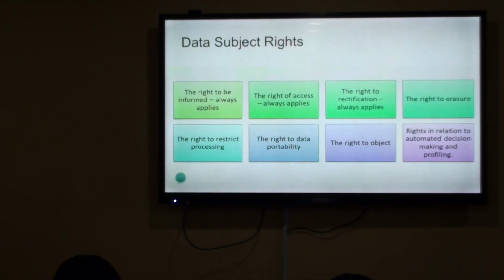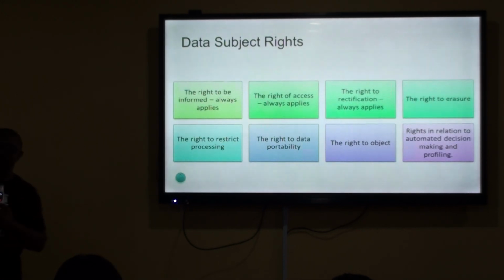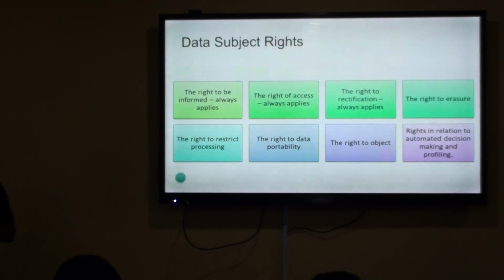And then I don't want to go. The reason why I was talking about informed consent not being the right lawful basis for processing earlier is that your data subjects, your participants, your patients, they have rights, right? They have the right to be informed. They have the right to access the data. They have the right to rectification. They have the right to erasure.